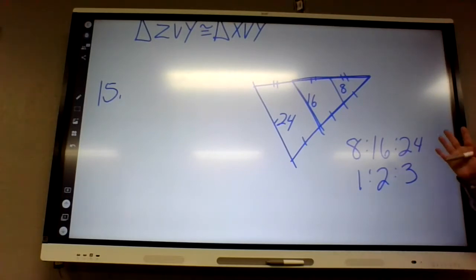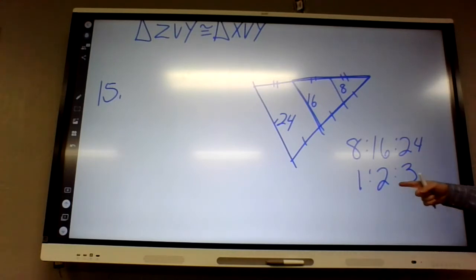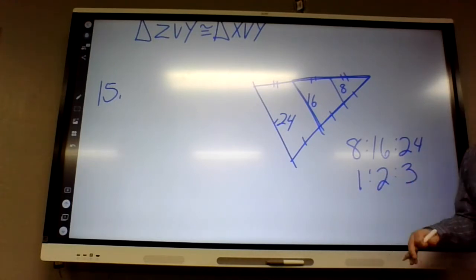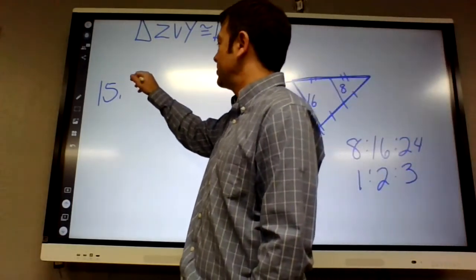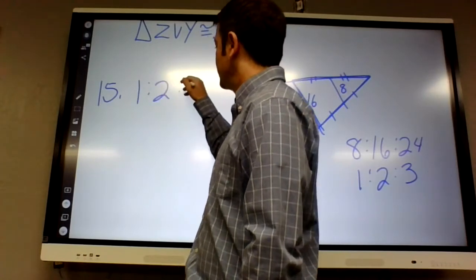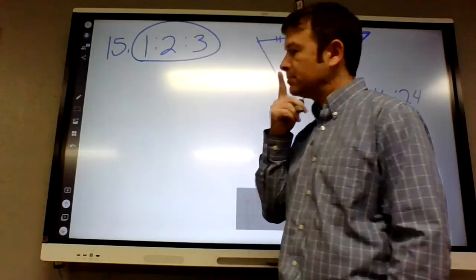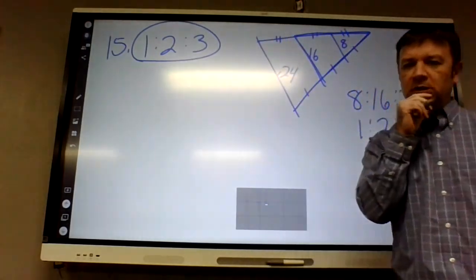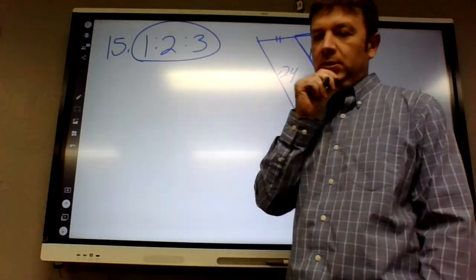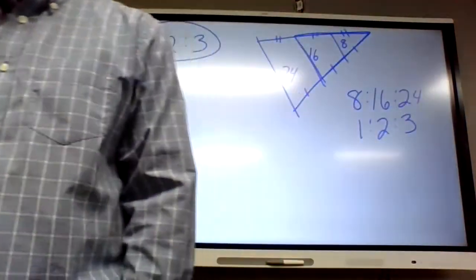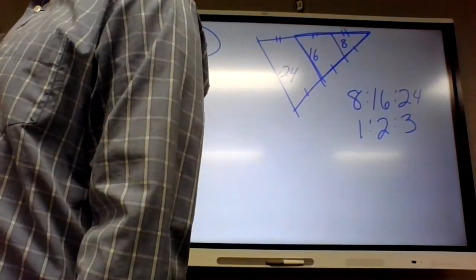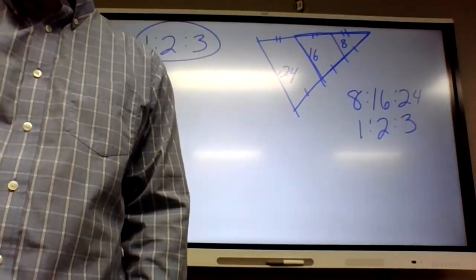So any picture that looks like that, with mid segments, is going to have a ratio of 1 to 2 to 3. That's kind of what that boils down to. But that's our final answer. Okay. Now we're jumping to 18, 19, I guess.